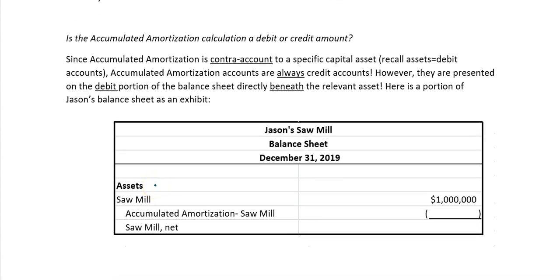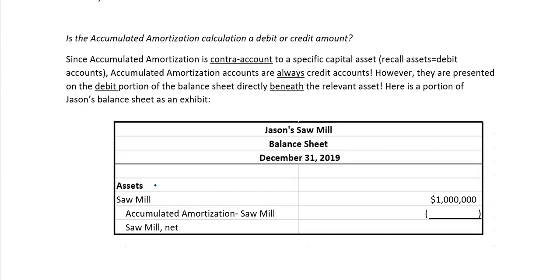Is the accumulated amortization calculation a debit or credit amount? Since accumulated amortization is a contra account to a specific capital asset, recall that assets equals debit accounts. Accumulated amortization accounts are always credit accounts. However, they're presented on the debit portion of the balance sheet directly beneath the relevant asset.